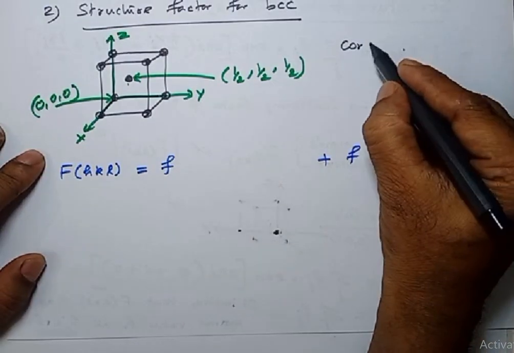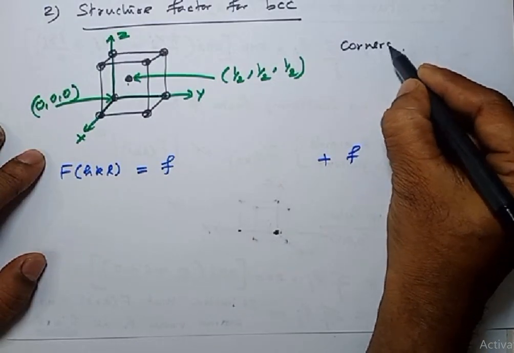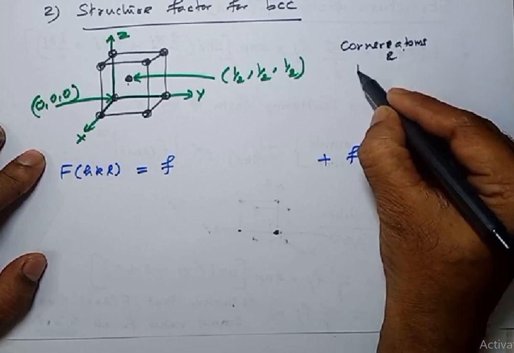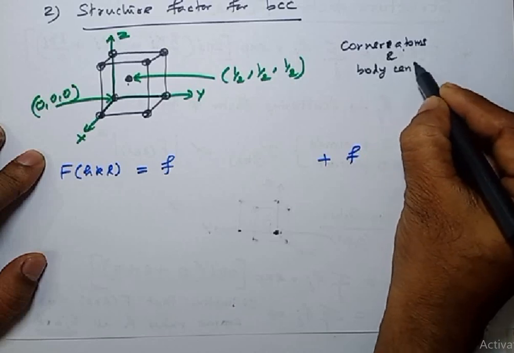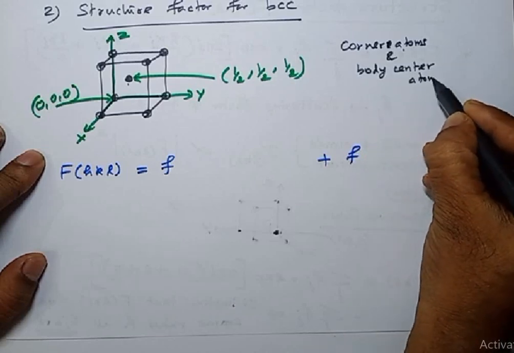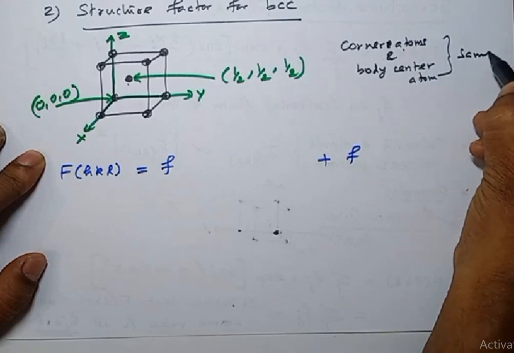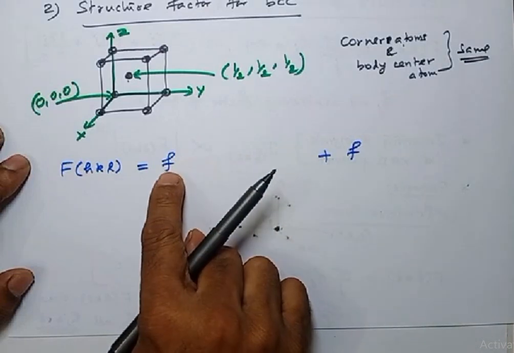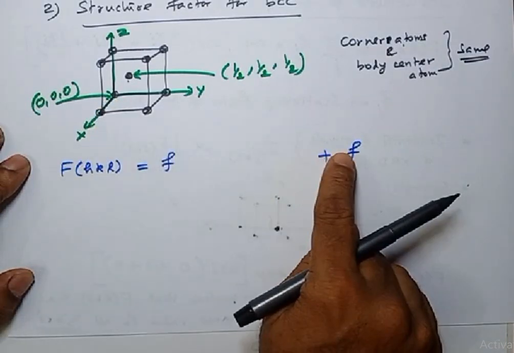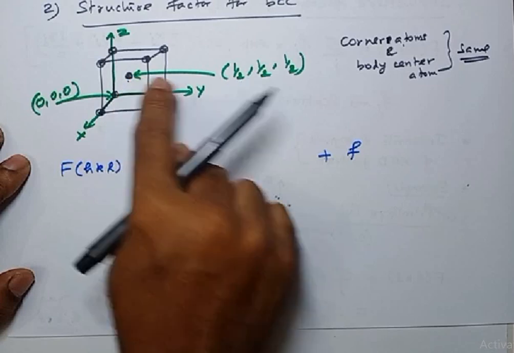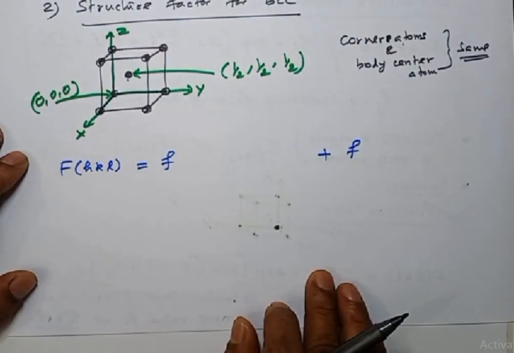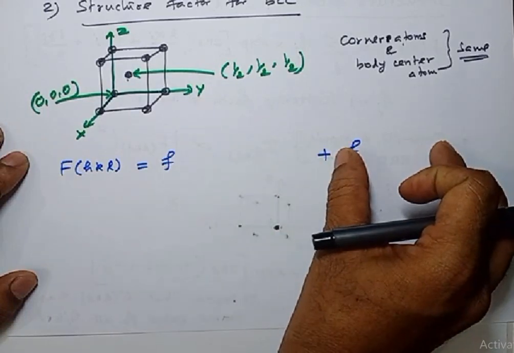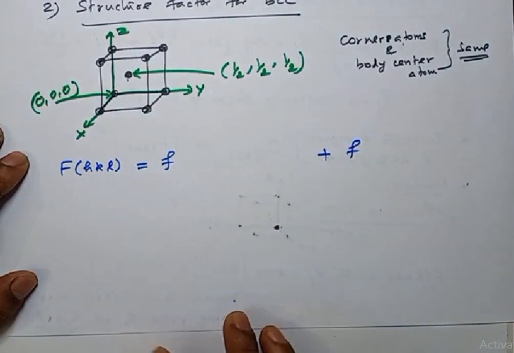I'm assuming here that corner atoms and body center atoms are all the same atoms. Since they are all the same, the scattering factor for the corner atom and the scattering factor for the body center atom are the same. Okay. Now I'm going to add the body center atom and the corner atom.